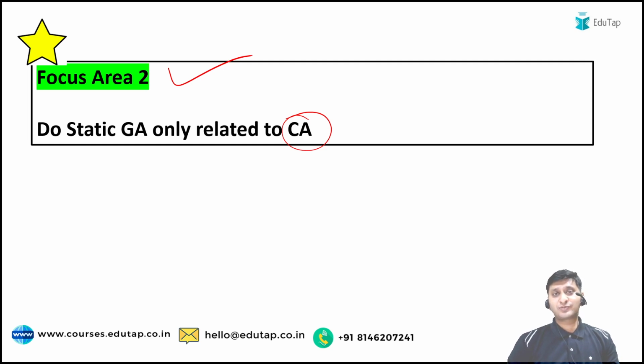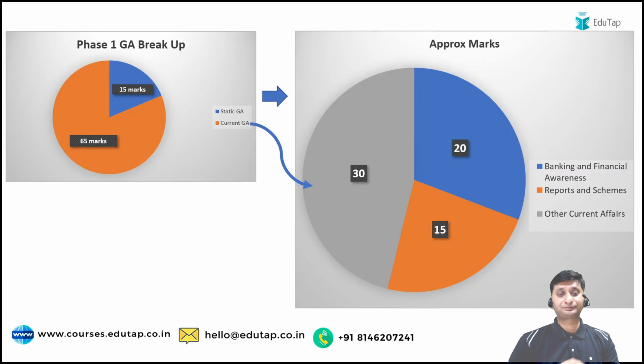There is a war between Ukraine and Russia, so they can ask you about the currency of Ukraine, they can ask you about the continent of Ukraine, something related to that. So be aware of the current affairs and the related knowledge, because static GA would only be derived from there.